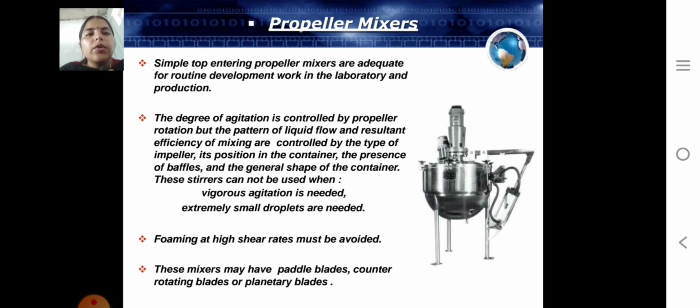This stirrer cannot be used when vigorous agitation is needed or extremely small droplets are needed. Foaming at high shear rate must be avoided, and these mixers may have the paddle blade, counter rotating blades or the planetary blades.